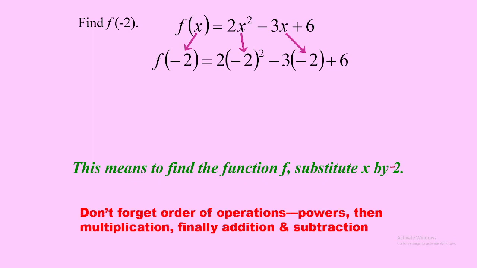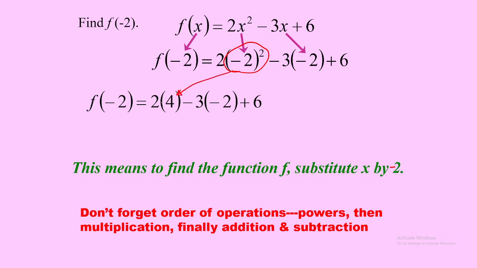Start with the exponent. So I have here, negative 2 squared is simply 4. Then I will multiply this, that's 8. Then I have negative 3 times negative 2, that's positive 6. Then plus 6. I have 8 plus 6 plus 6, that will give us 20. So the value of the notation is simply 20 when x is equal to negative 2.